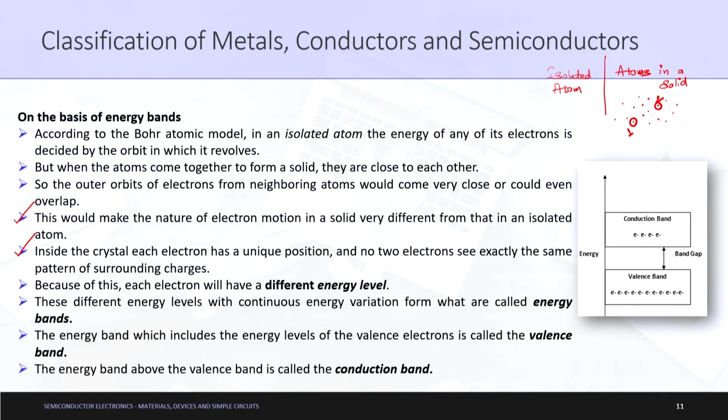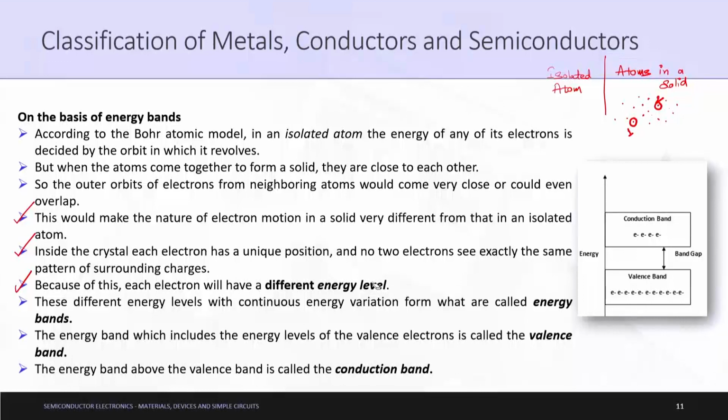Because of this, each electron will have a different energy level. What does energy level mean? It is the amount of energy which it has. There will be some attraction, there will be some repulsion. Due to that, the amount of energy that the electrons have is different for different electrons. Why is it different? One reason is that it has a unique position, and another is that no two electrons see exactly the same pattern of surrounding charges. That is why each electron will have a different energy level, meaning a different amount of energy.